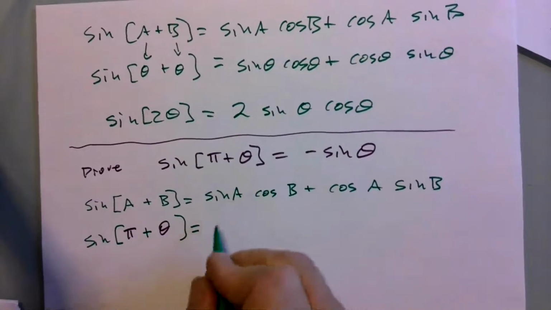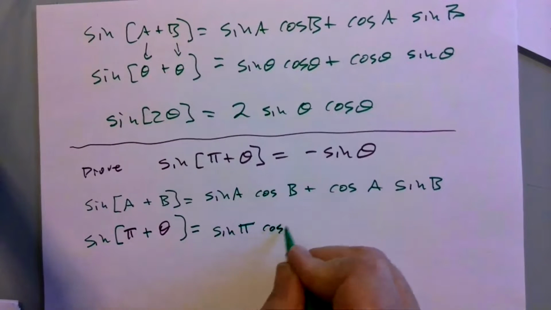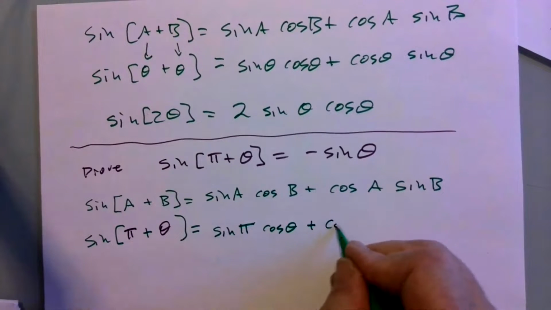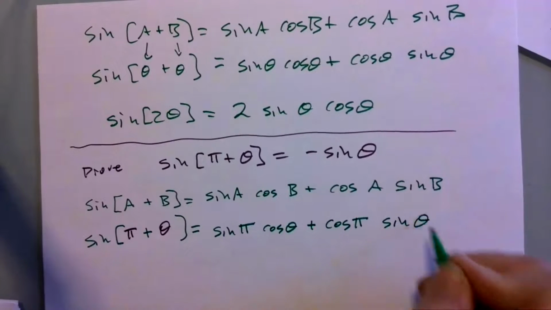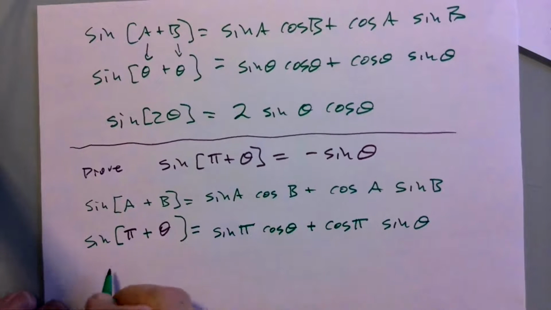So this will be sine A, that's sine of pi, cos of B, that's cos of theta, plus cos of A, that's cos of pi, sine of B, sine of theta. Now the question is, what is the sine of pi and what is the cos of pi?